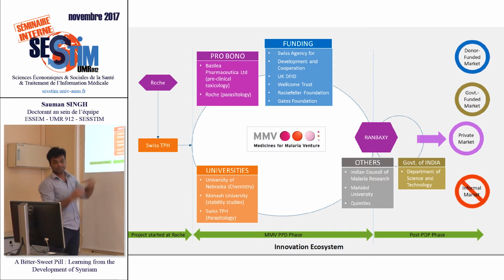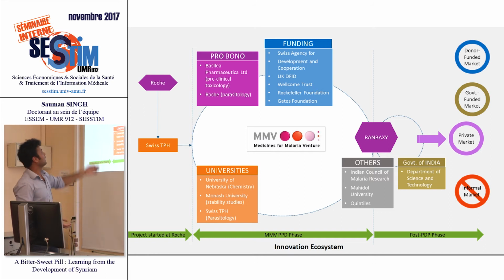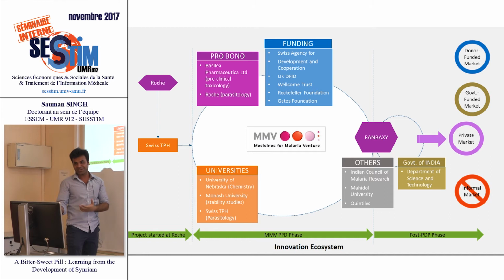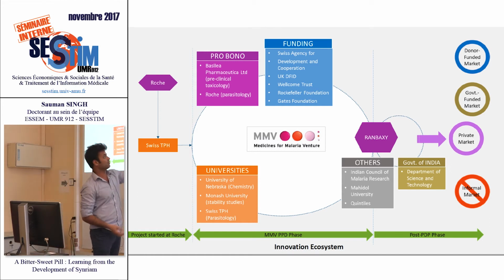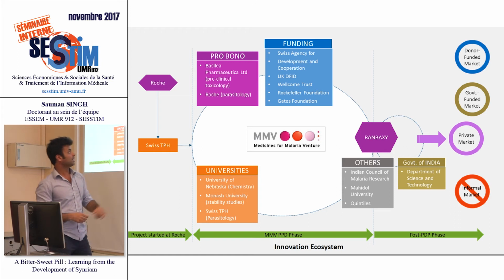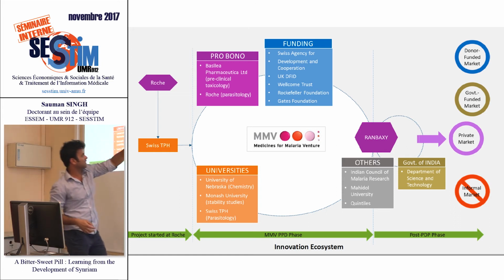So there were universities globally distributed, in the US, Monash University in Australia, and Swiss TPH doing different parts of the discovery. Then some pharmaceutical companies were working on a pro bono basis because some people feel more need to contribute to society. Then there were funding agencies, which are very diverse. Again, we have government, we have philanthropic agencies. And then we have contract organizations, which are again both public and private. We have Quintiles in London, which is a private firm, but we have Mahidol University and the Indian Council of Medical Research, which are public. And this is the second phase. We will talk about it later.